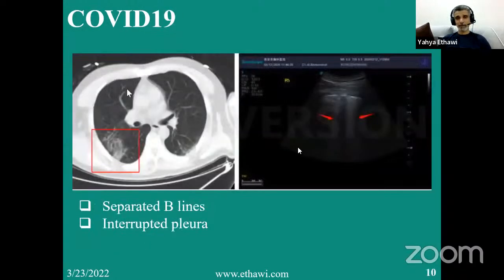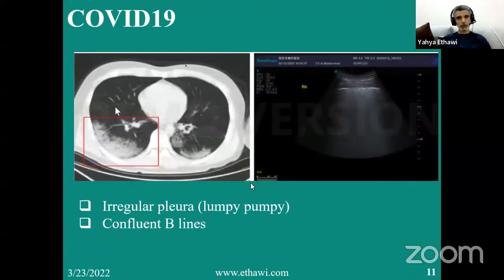So this is a CT scan, and this is the lung ultrasound. So you can see that there are separate B lines, and you can see the pleura is interrupted. This is the posterior R5 or L5. So in this situation, it's R5. Now, when you get more severe, you get more loss of pleura, and you get the pleura irregular, or what we call lumpy-bumpy. It looks like the exact pattern of pulmonary hemorrhage.